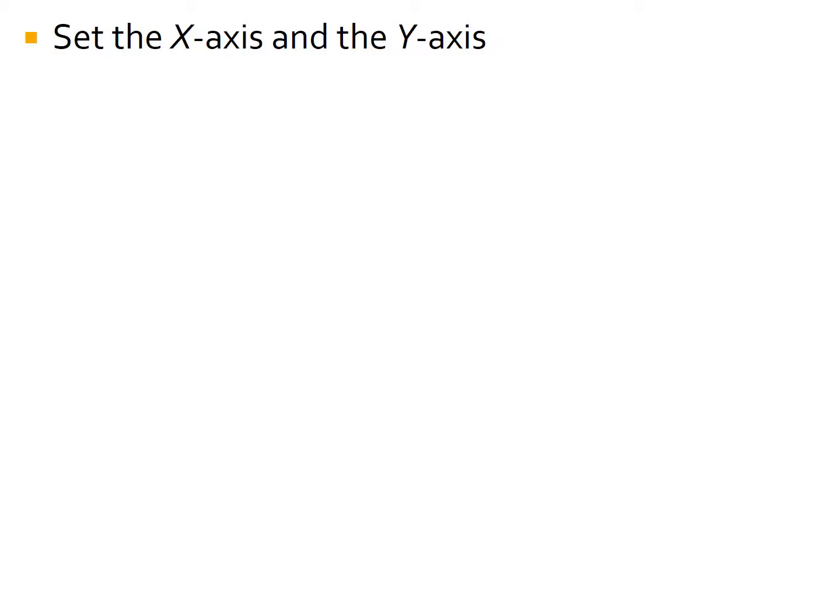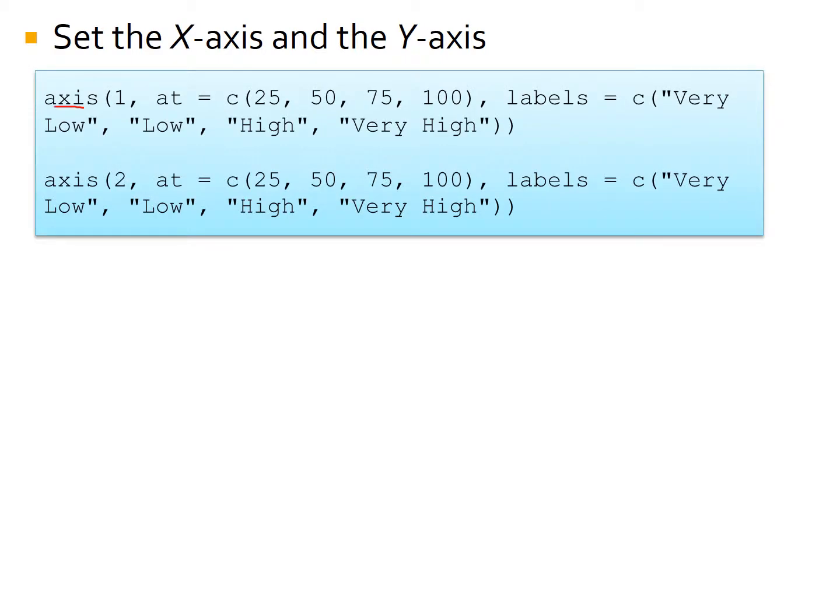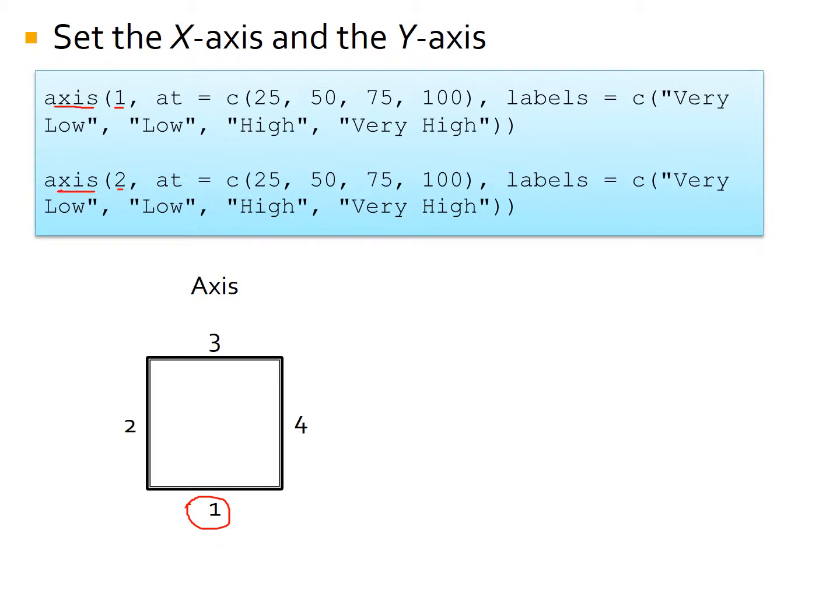So we can set the x-axis and y-axis manually right now. For the x-axis, axis 1 represents the axis on the bottom, which is the x-axis, and axis 2 is the axis on the left, which is the y-axis. For axis 1, I would like to provide the tick at 25, 50, 75, and 100. And furthermore, I use the labels to represent each of the ticks: very low, low, high, and very high. I provide the same thing on the y-axis.